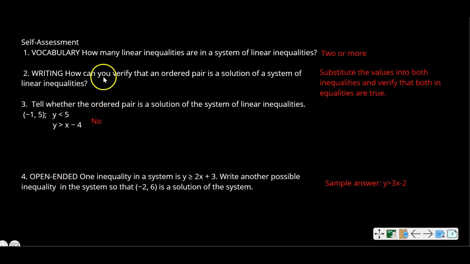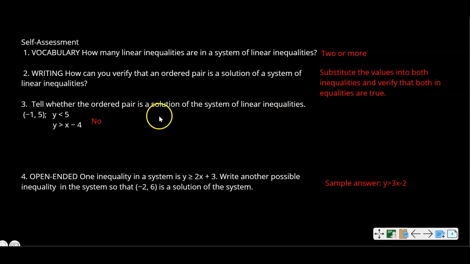All right, hopefully you took time to do these. Let's see how you did. How many linear inequalities are in a system of linear inequalities? The answer to that would be 2 or more. How can you verify that an ordered pair is a solution of a system? Substitute the values into both inequalities and verify that both inequalities are true.